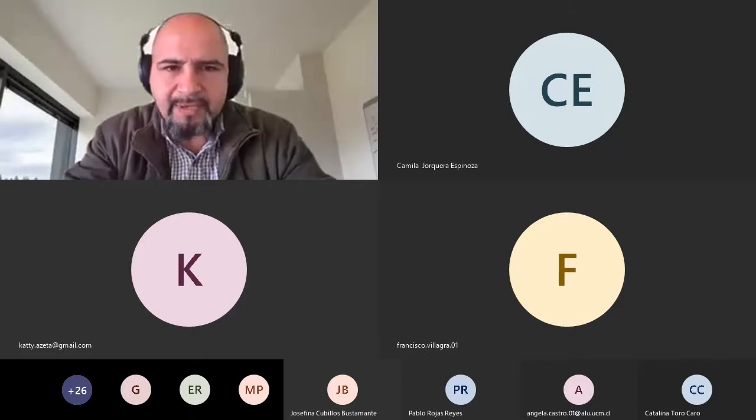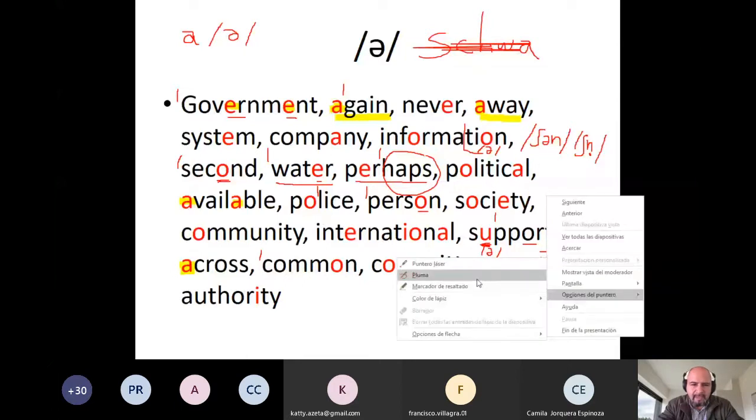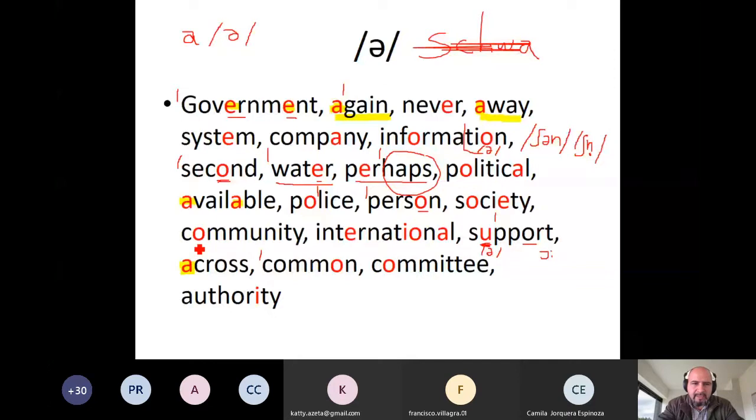Okay, so in this example, please. The second syllable is the one stressed, and the first one is unstressed, so we have a schwa, police. Same thing here, community. This is the vowel sound that carries the stress here, community. So the schwa is present in this first syllable.